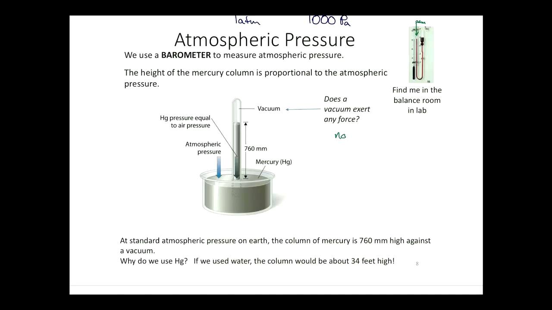So that's easy enough to work with when it's mercury. So the question is, well, why don't people use water or something? Mercury's bad, right? Why don't they use water?